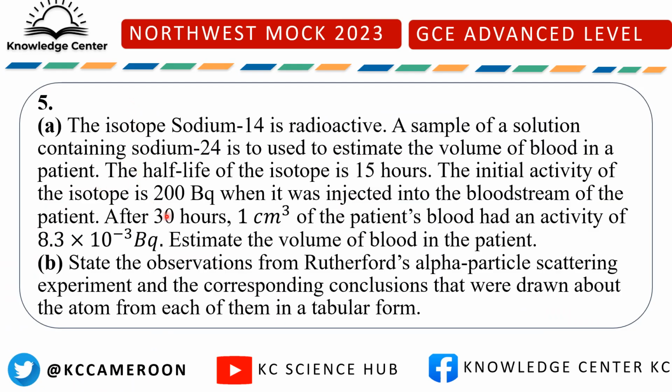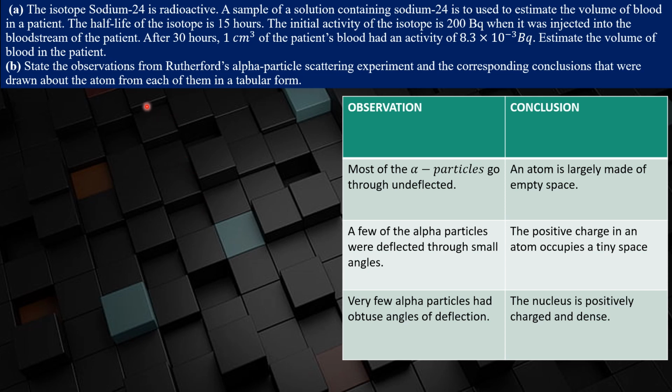So, there it is. Pause the video, check out the problem, and then follow up with what we've done. Let's go. So, the isotope sodium 24 is radioactive. A sample of solution containing sodium 24 is used to estimate the volume of blood in a patient. The half-life of the isotope is 15 hours. The initial activity of the isotope is 200 becquerels. When it was injected into the bloodstream of the patient, after 30 hours, 1 cm cube of the patient's blood had an activity of 8.3 × 10^-3 becquerels. Estimate the volume of blood in the patient.